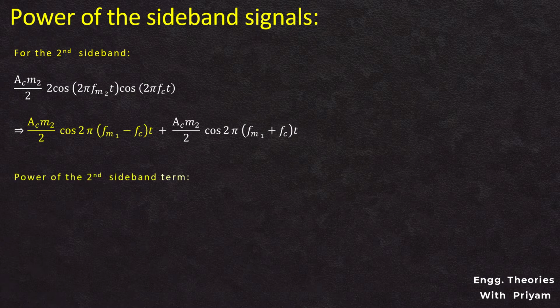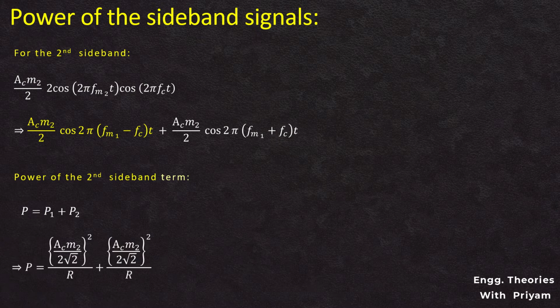Similarly, for the second sideband, the equation is AC into m2 into cos 2 pi fm2 into t into cos 2 pi fct. Again, multiply and divide the equation by 2. Then the equation becomes AC into m2 divided by 2 into cos 2 pi fm2 into t into cos 2 pi fct. Again, after applying the cosine rule of 2 cos A cos B, the signal becomes the sum of upper and lower sideband. Again, the total power of the sideband is the sum of the power of upper sideband and power of lower sideband. Similarly, by adding and simplifying, the power of the second sideband is equal to AC square into m2 square divided by 4R.